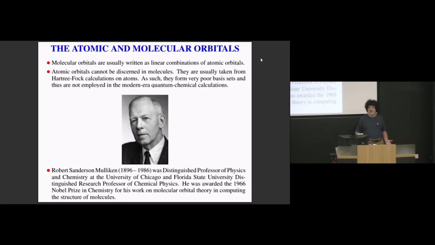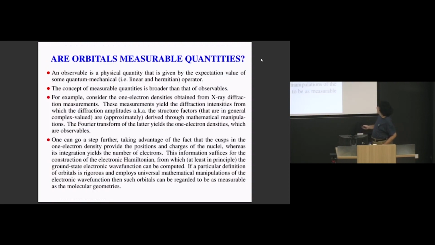It turns out that either choice is not particularly good if you want to get calculations that are capable of quantitative prediction of electronic properties that determine physical and chemical properties of atoms and molecules. You cannot use either set of orbitals. You have to use something better than that. Now, before telling you a little bit about different types of orbitals and their rigorous definitions, I'm going to digress for a moment and ponder the question whether orbitals are measurable quantities.